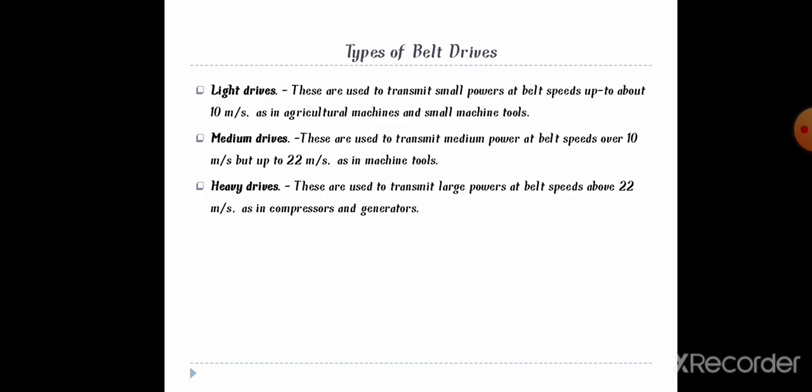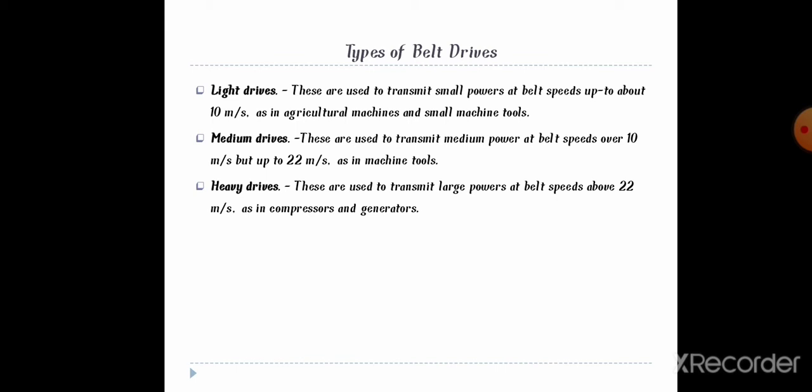Positive drive requirement, shaft layout, space available, service conditions. Types of belt drive. Light drives. Belt drives are generally used when we want to transmit a small amount of power up to 10 meters per second. Generally observed in small machine tools, in tool shops or in agricultural machines etc. Medium belt drives.